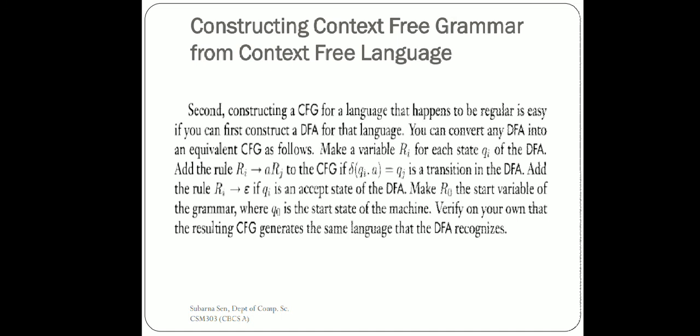What we will do is convert each state with a variable, and each input symbol with a terminal symbol. Say if the transition is Qi transiting to Qj for input A, we will replace Qi with Ri, where Ri is one variable, and Qj with Rj, another variable or non-terminal. So the grammar will be like this: Ri can derive A Rj.